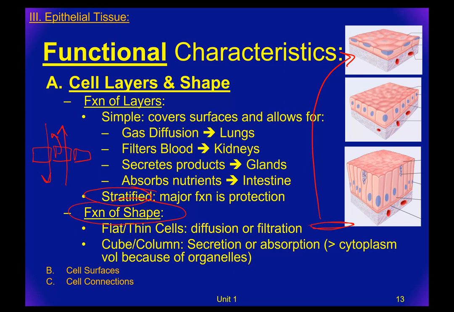Why? Because their job is a bit more complicated. It means that I have to be able to make the machinery to do those jobs. Ultimately, what that means is I've got to have a bigger building. So my cells get thicker as my job gets more complex.